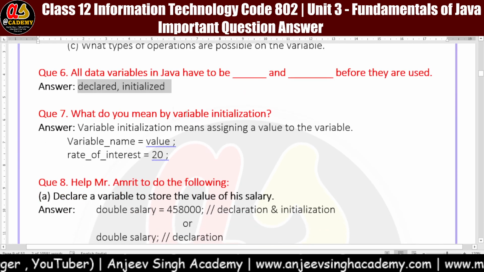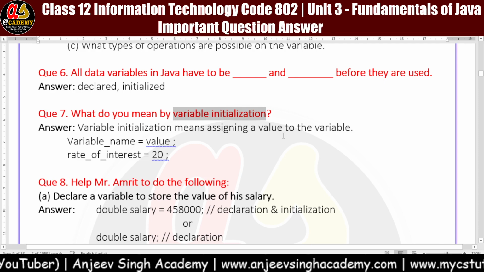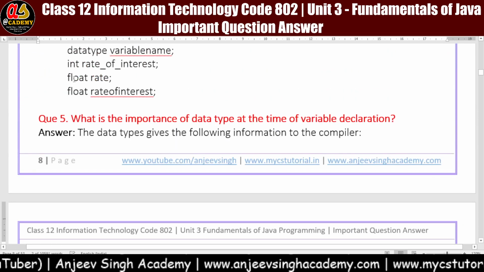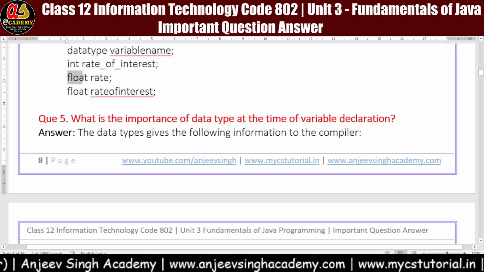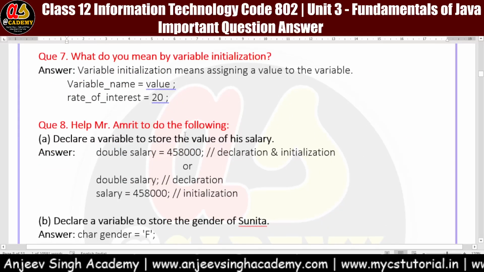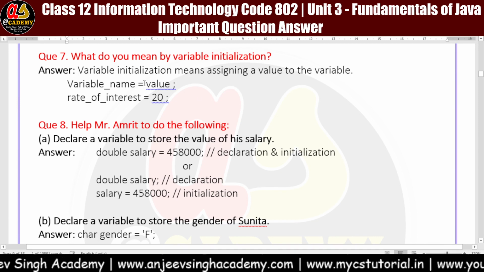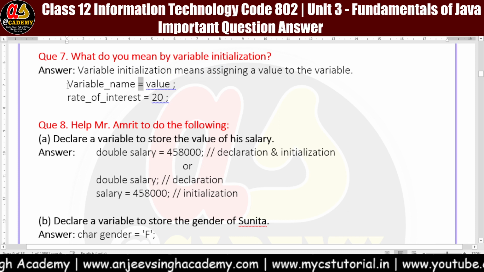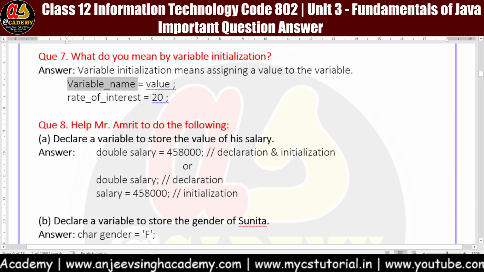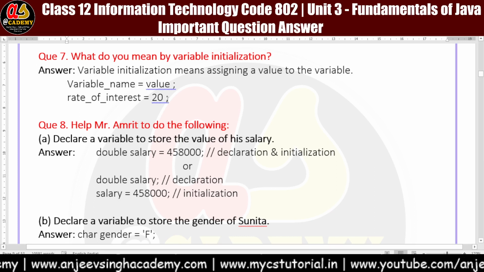What do you mean by variable initialization? Initialization means assigning some value to the variable. Declaring means we are just declaring that rate is the name of the variable whose data type is float. But if you want to give some value to rate, for that purpose you have to assign a value, and for the assignment we use the assignment operator. So how will you write? You will write the variable name, give the assignment operator, and write the value. Like this, I have written here rateOfInterest = 20.